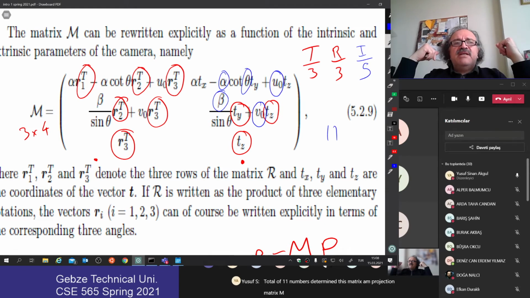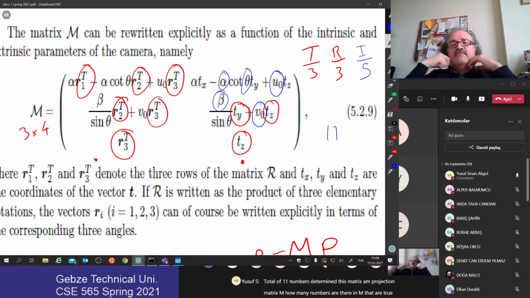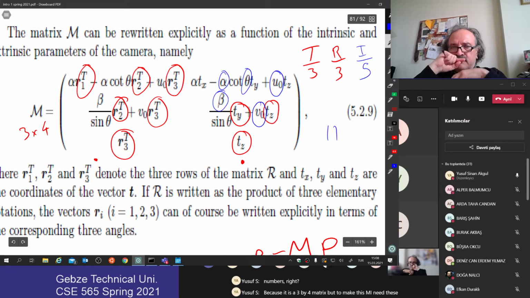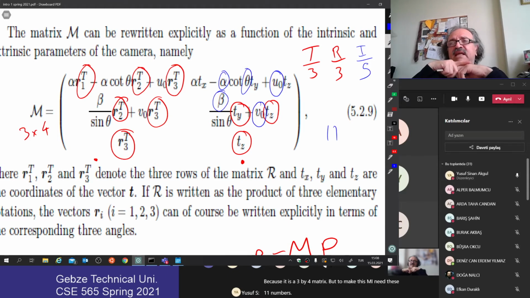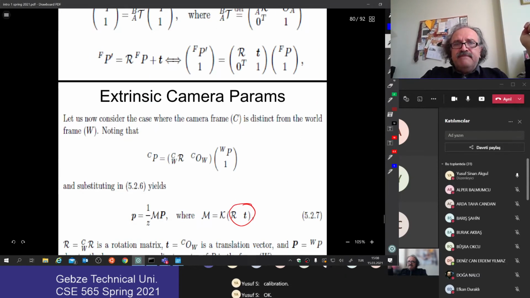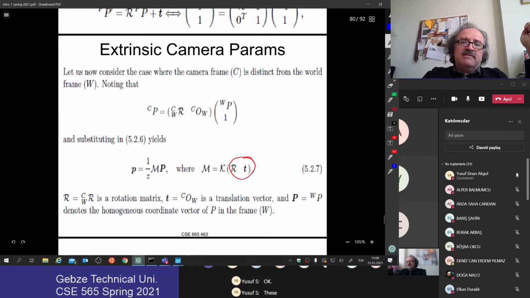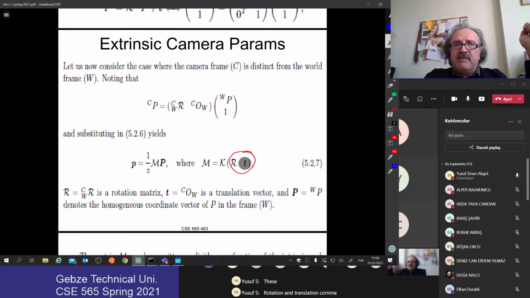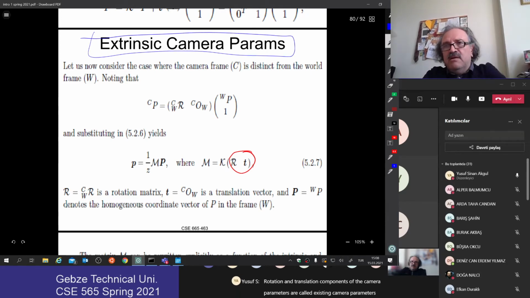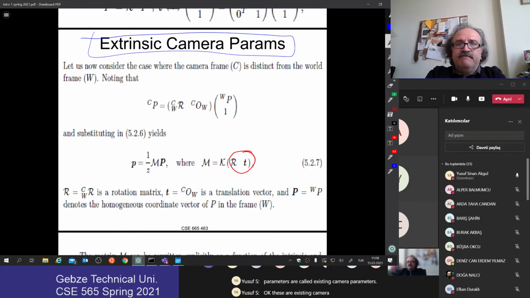How many numbers are there in M? There are 12 numbers, right? Because it is a 3 by 4 matrix, but to make this M, I need these 11 numbers. If you know these 11 numbers, then you did your camera calibration. The rotation and translation components of the camera parameters are called extrinsic camera parameters.